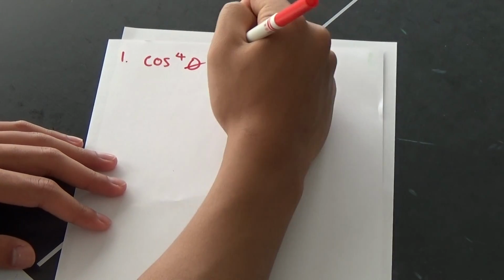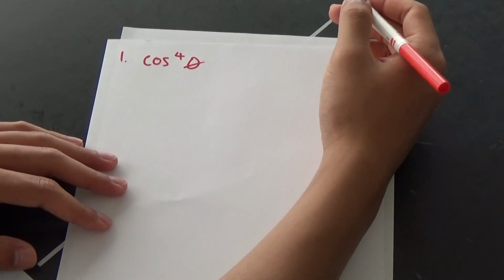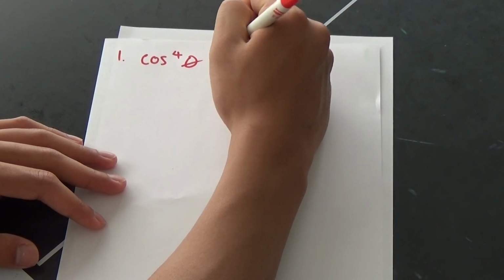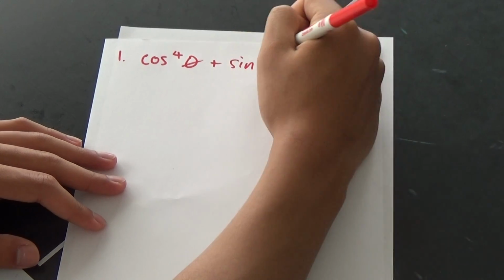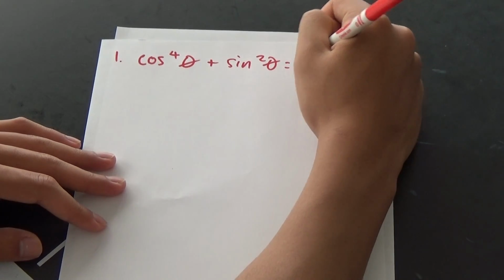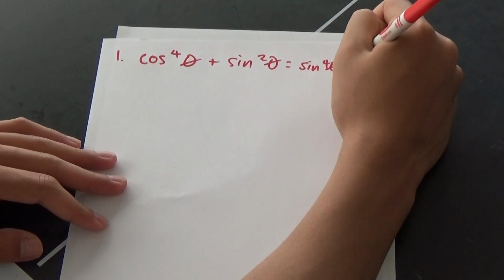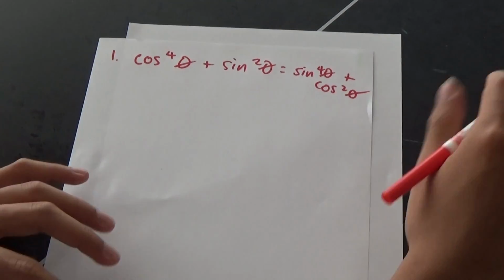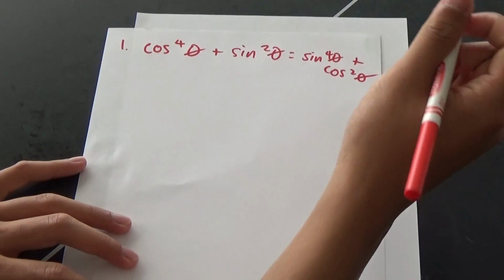These are all going to be prove. Prove that, by the way. First one's going to be cosine to the fourth of theta. And for this problem, I'm going to use theta because you should probably get into the habit of seeing one or the other for the variable. So cosine to the 4th plus sine squared theta equals sine to the 4th theta plus cosine squared theta. Oh, well, looks like I need to write smaller.